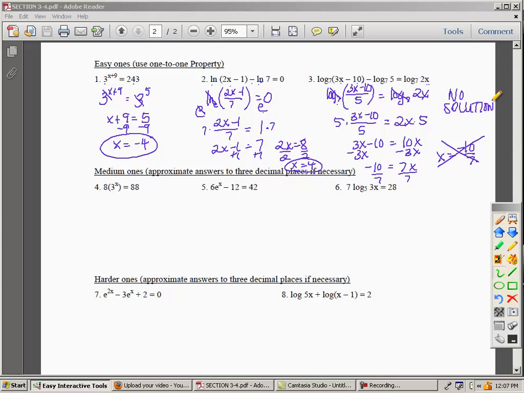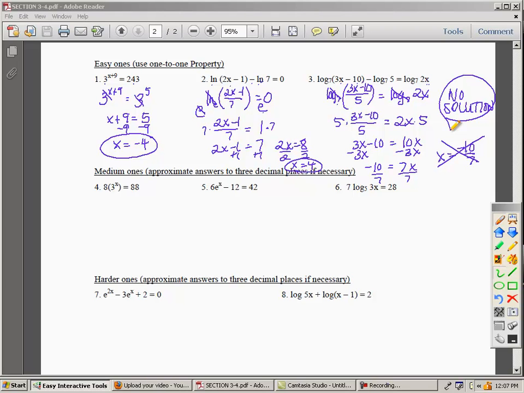This is extraneous because this negative, even just put in here, would make this evaluating the log of a negative number, and you can't. So we say no solution. Okay, and really we tell you to check them. Exponentials are normally fine. It's the logs that you really have to check. Okay, we call those the easier ones.